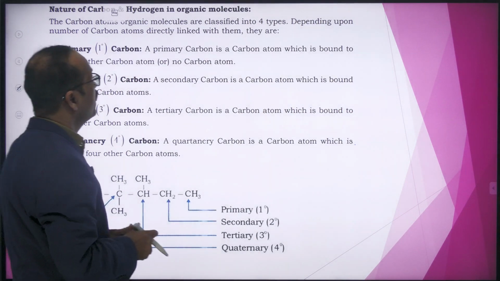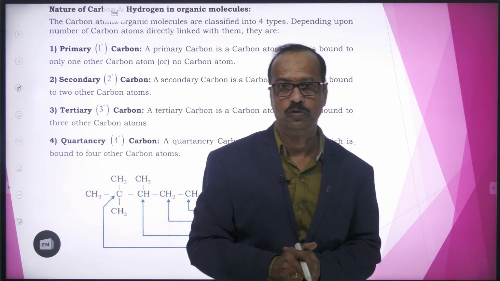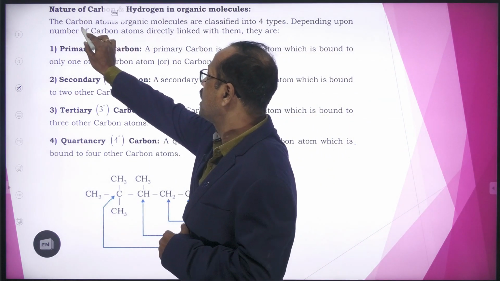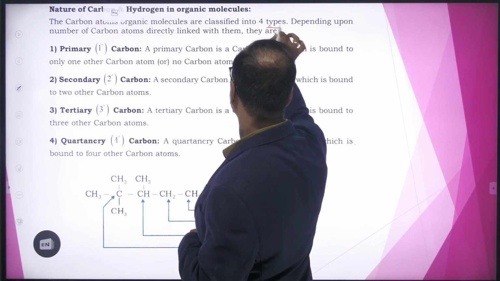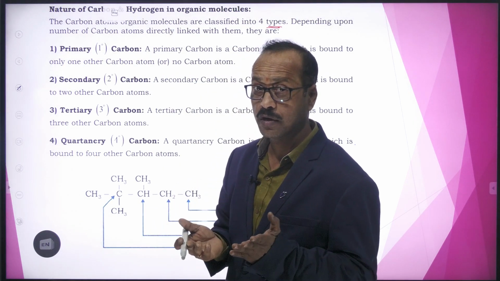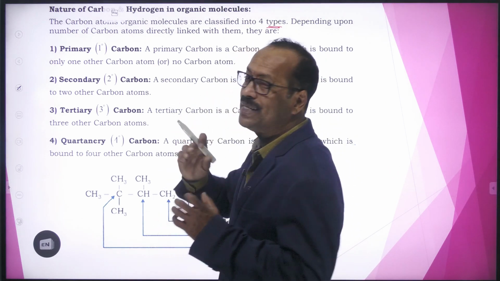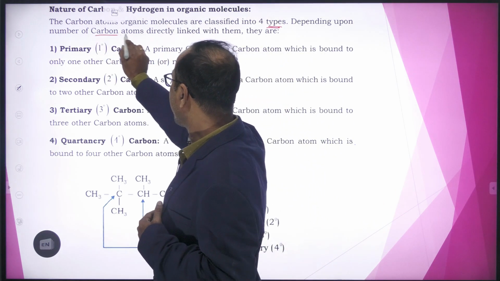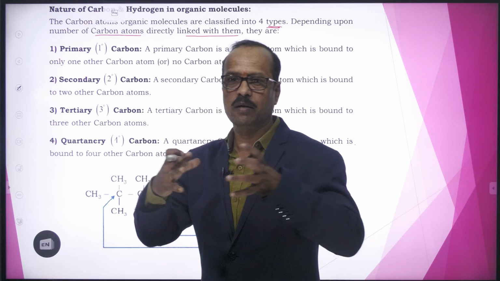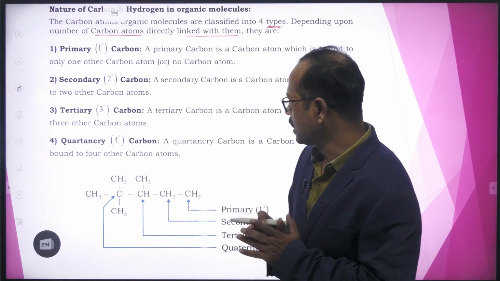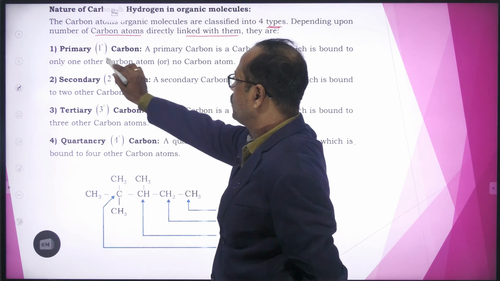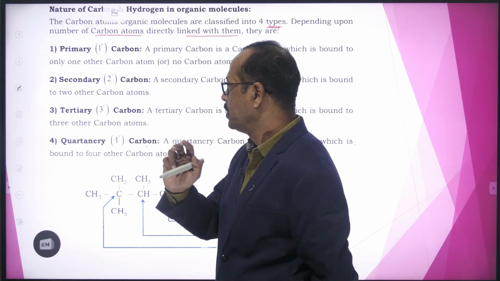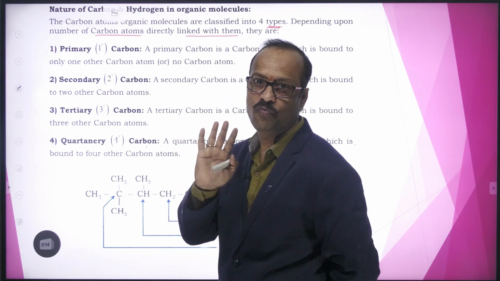Now, nature of carbon and hydrogen in the organic compounds. So see students, the carbon atoms in organic compounds are classified into 4 types. How many types? 4 types. Based on how many other carbons our carbon is attached to, depending on the number of carbon atoms directly linked to them. First primary, secondary, tertiary, quaternary. Primary means 1, secondary 2, tertiary 3, quaternary 4, right?